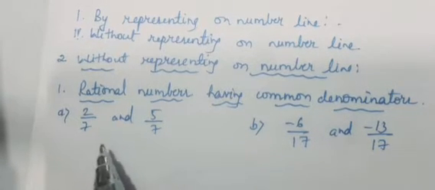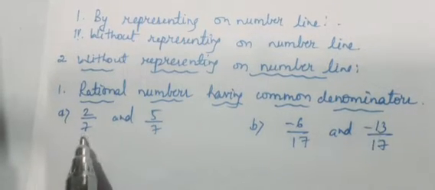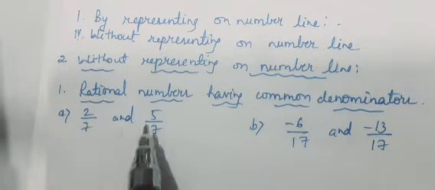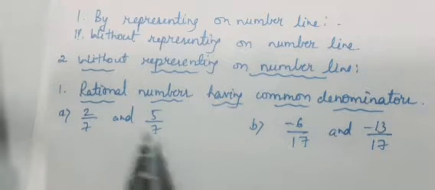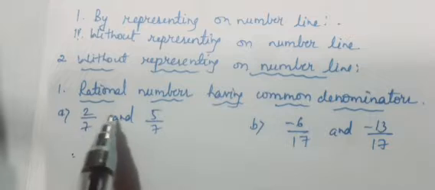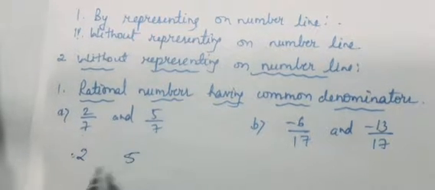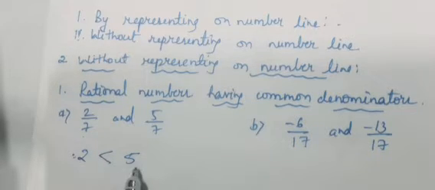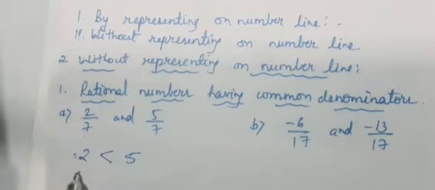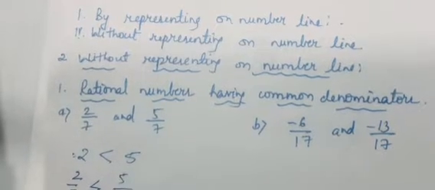In the same way, if the rational numbers have common denominators, here for example 2 by 7 and 5 by 7 have the same denominator, that is 7. Therefore, we have to compare only the numerators 2 and 5. 2 is less than 5, children. Therefore, we can write that 2 by 7 is less than 5 by 7.